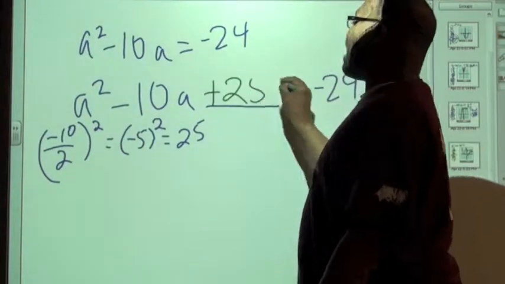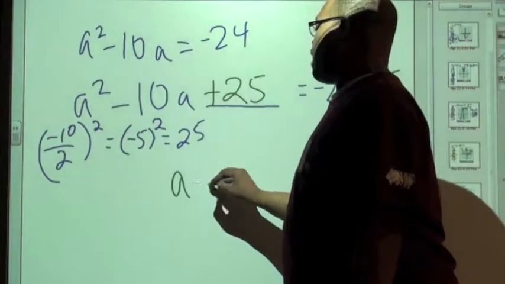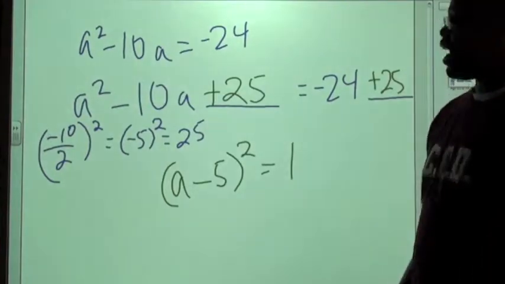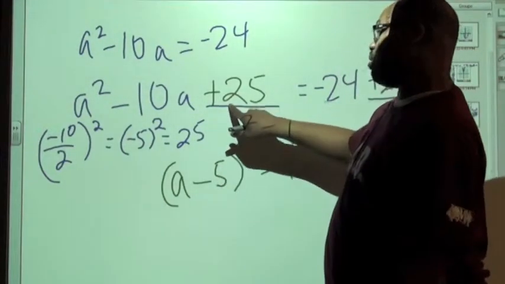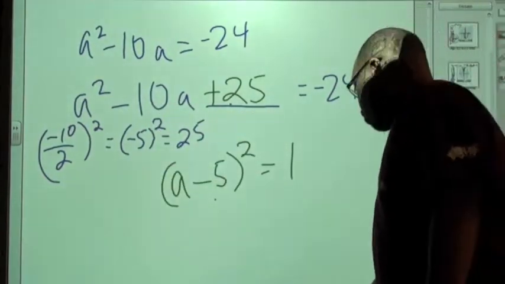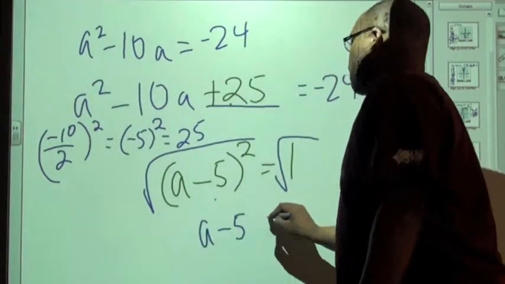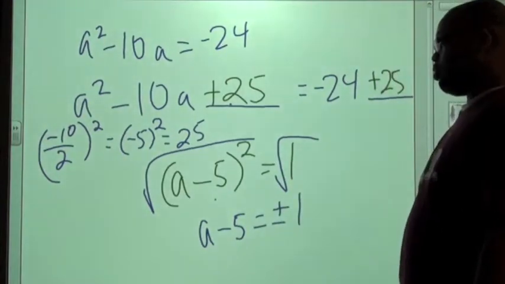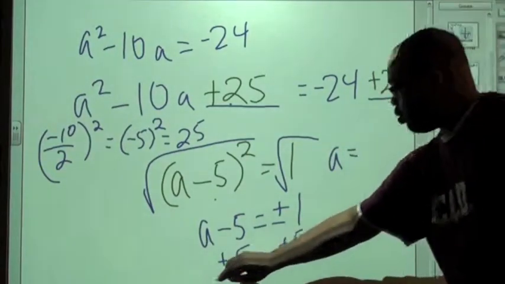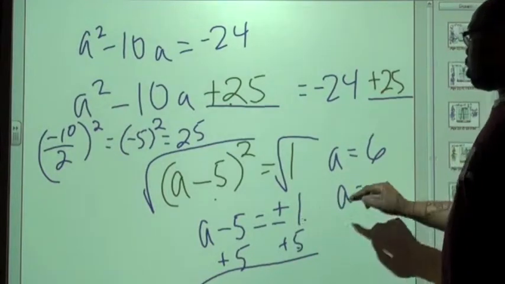But if I do it on one side, I have to do it on the other. I'm going to have a minus 5 squared equals, that's 1. How, you ask? Negative 5 times a negative 5 is a positive 25. Negative 5 plus a negative 5 is a negative 10. Square root both sides. I'm going to have a minus 5 equals a positive or negative 1. Add 5 to both sides. Once we do that, 5 plus 1 is 6. 5 minus 1 is 4.